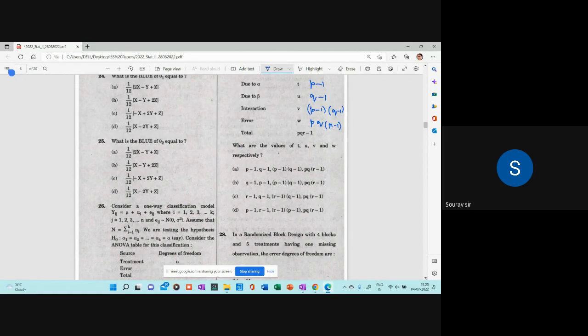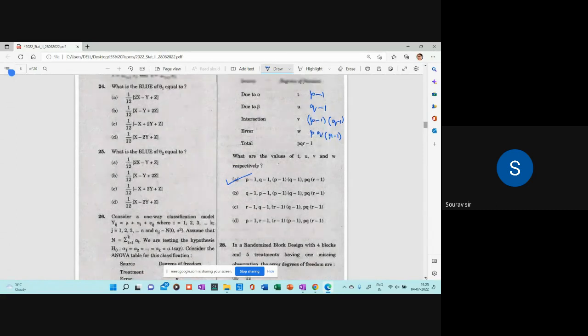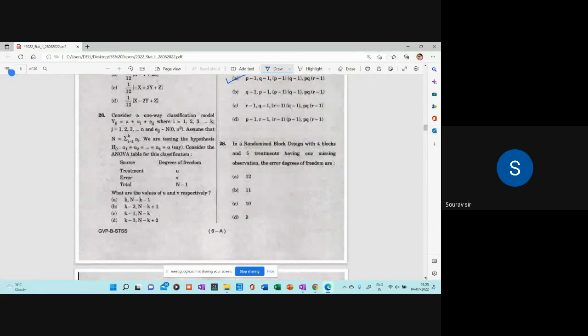So P minus 1, Q minus 1: which option starts with P minus 1? Basically, that is going to be the correct option. This one is the correct option, because it is referring to the table which I made at the starting of the class. That's why I made the full table. Basically, there was no need of making the table.